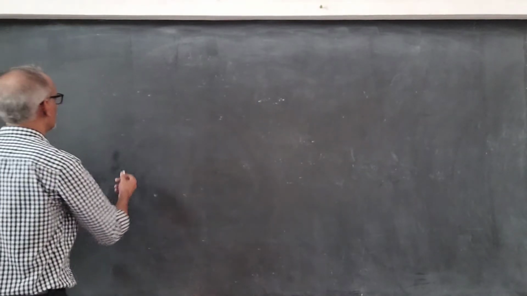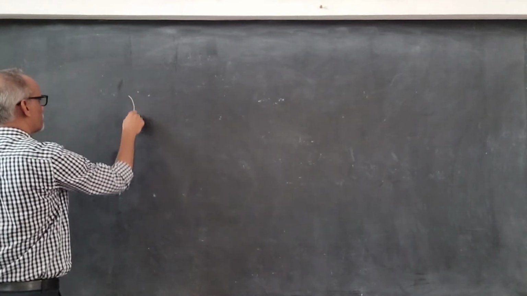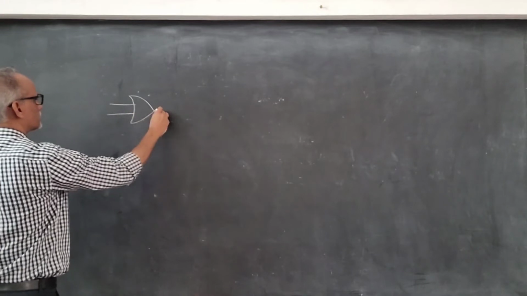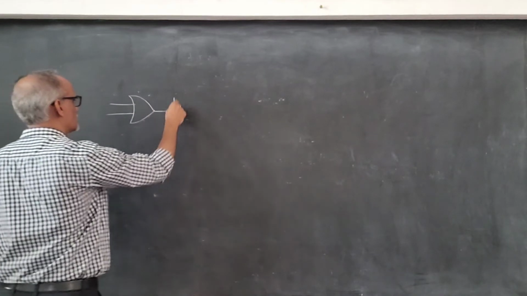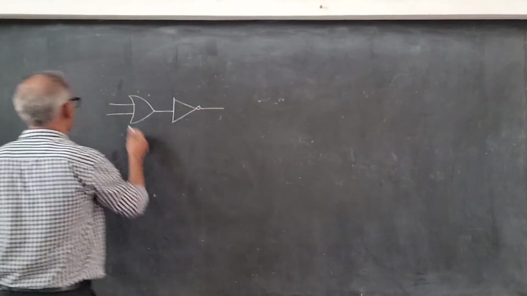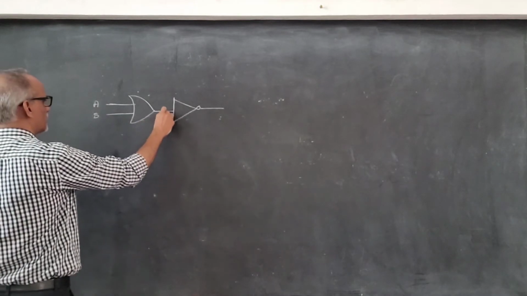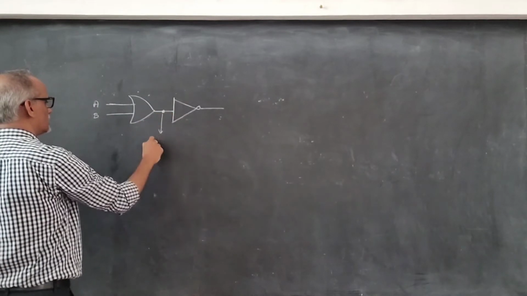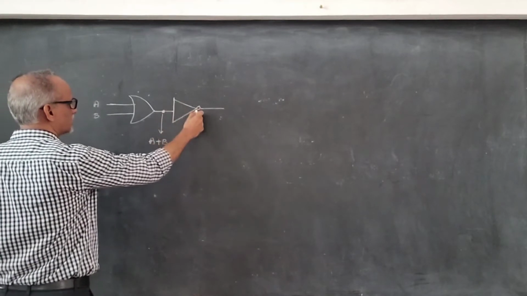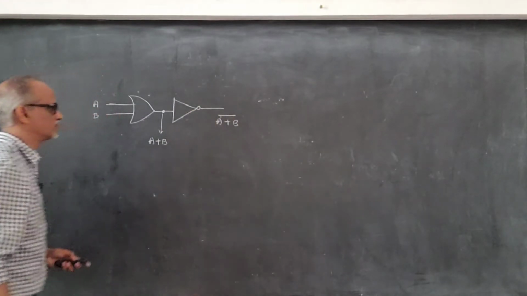In the next gate I am going to combine two gates. First I am going to consider the OR gate. Then I will connect this to a NOT gate. So now let us write the Boolean equation. This is A and B. The output here is A plus B, and this is the inversion gate. So therefore the final output will be A plus B, the inversion.